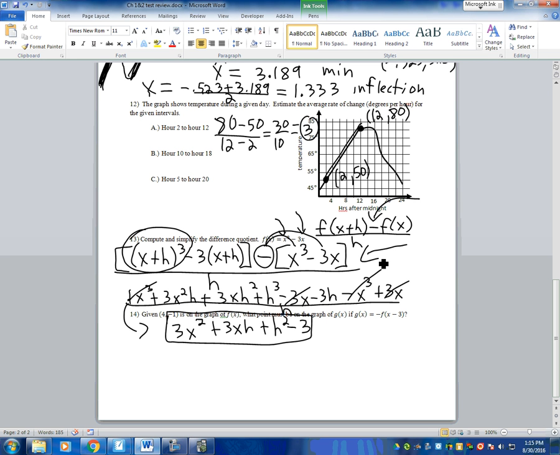Okay. And then 14, given the point 4, negative 1 is on the graph of f of x. So I just graph it. 1, 2, 3, 4. Negative 1 is right here. That's 4, negative 1.